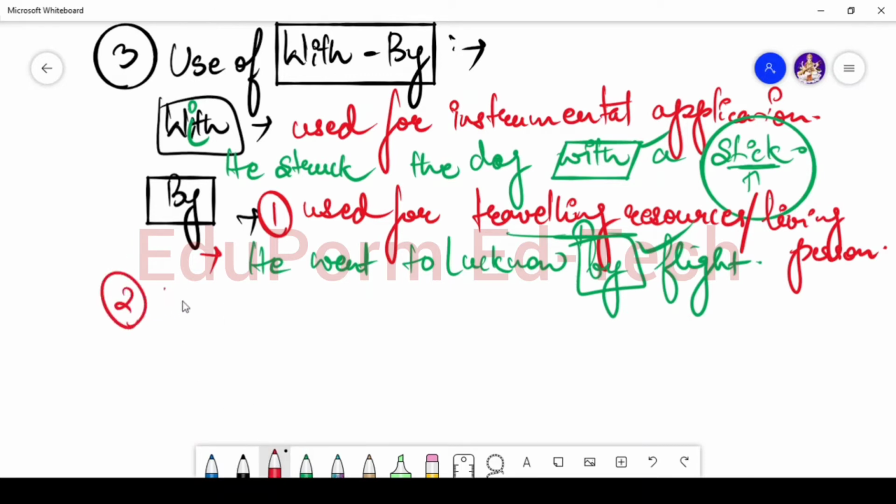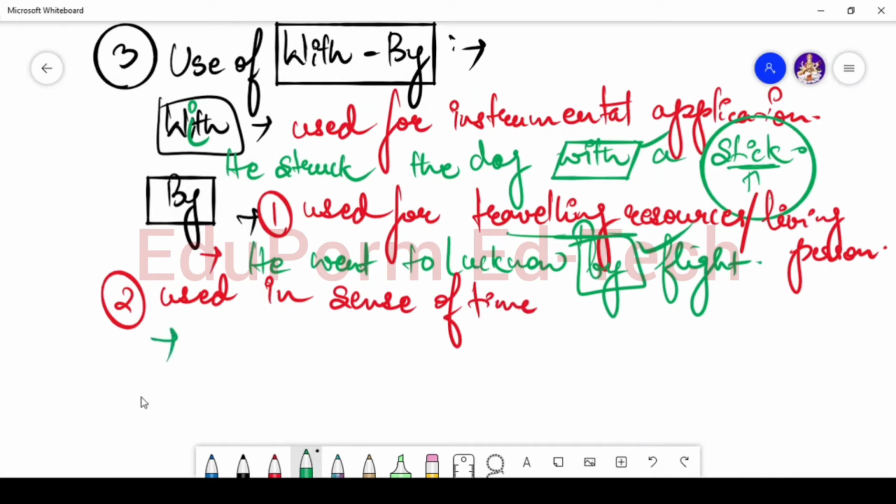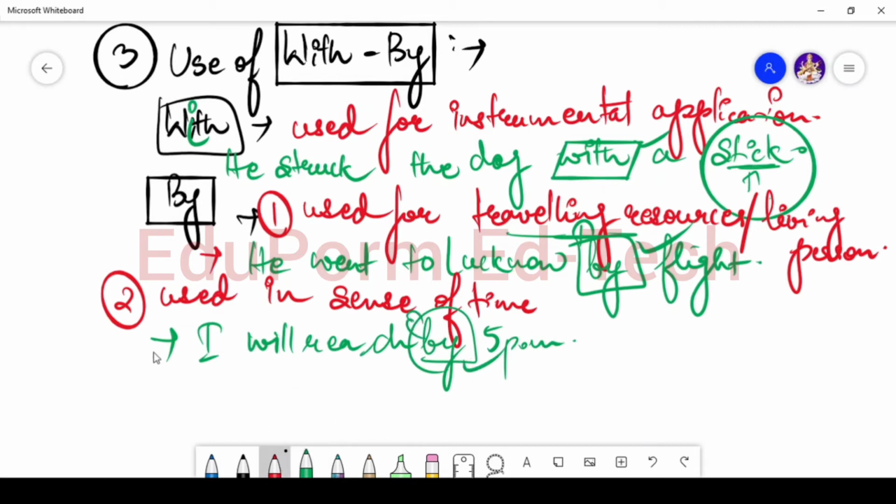When you are talking about time, okay. Like, I will reach by 5 p.m. Okay, or I will come by evening. I will reach by 5 p.m. So, use of by is basically to express the sense of time.